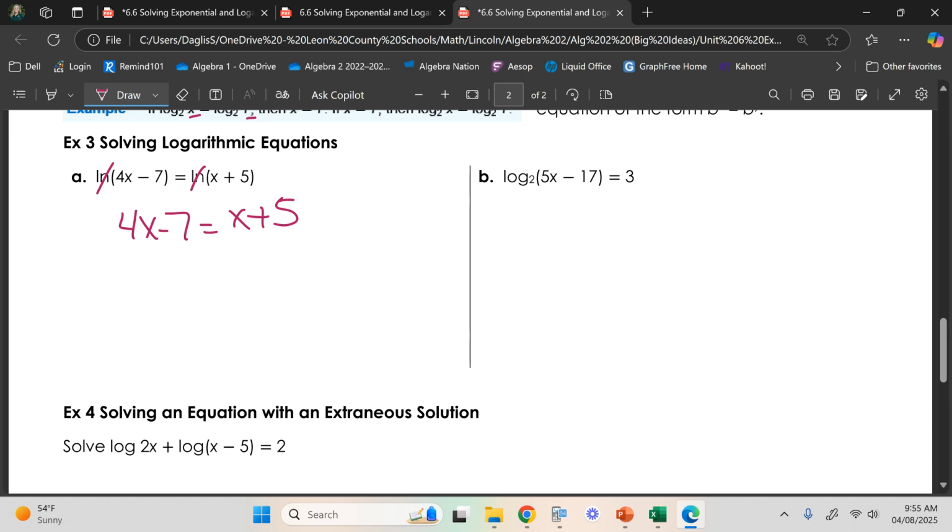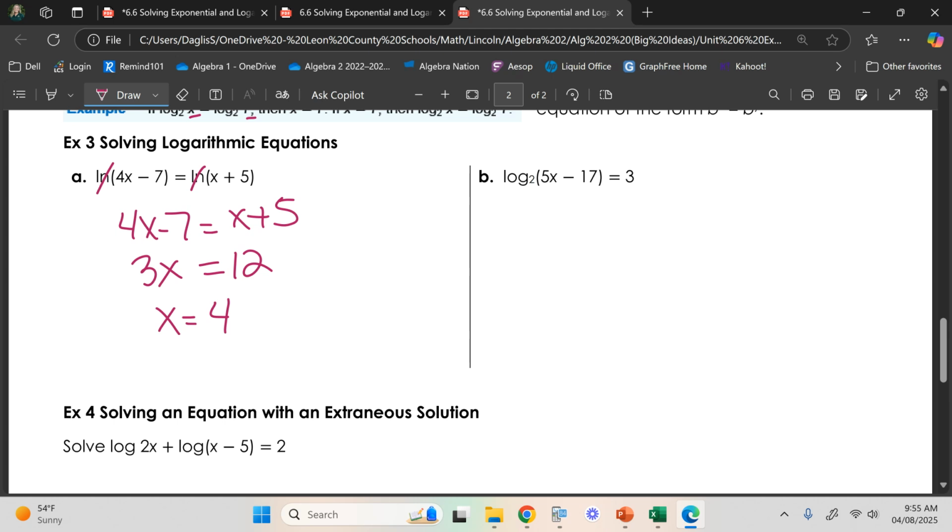Now what? What do you want to do? Add the 7. Do you also want to subtract the x? So we get 3x equals 12. So x equals 4. Good.